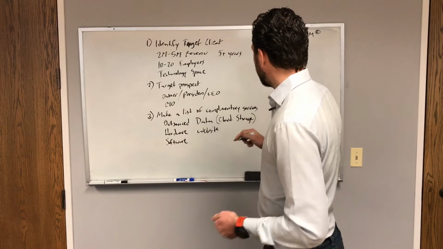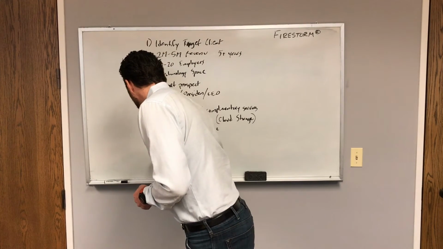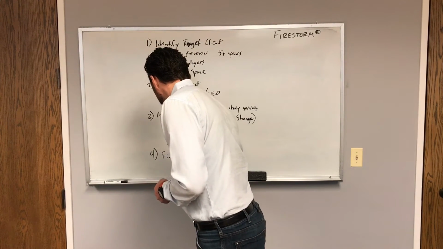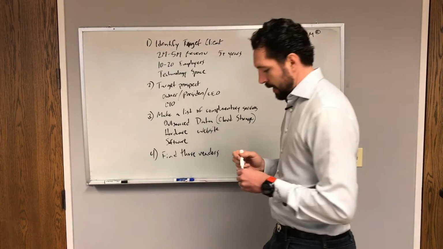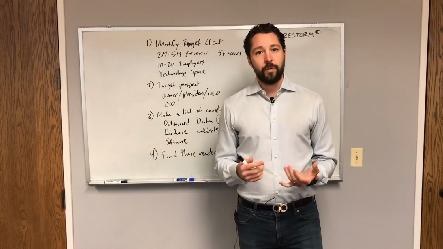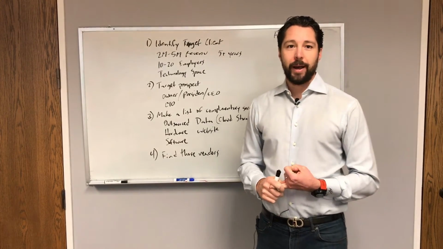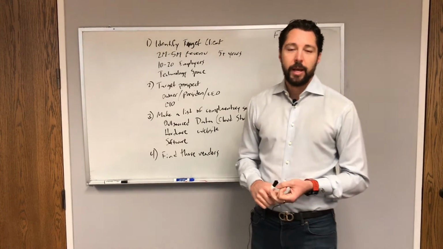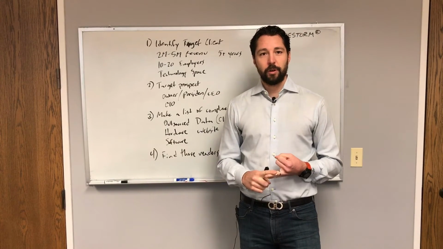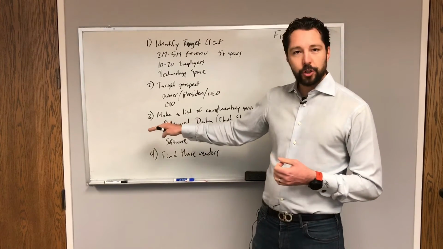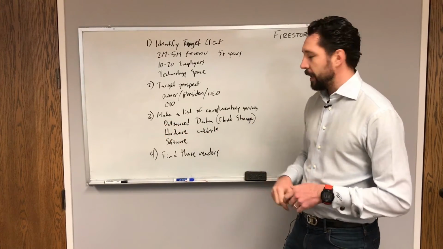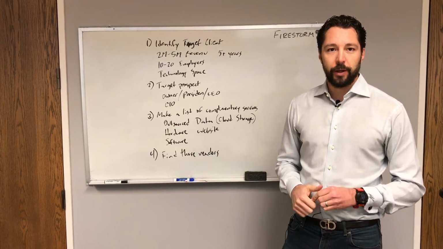So then the fourth step is you want to find those vendors. And there's a lot of different ways that you can do that. Obviously, go to your network, ask for introductions to those types of vendors. LinkedIn is a phenomenal tool to go and search through. You can do searches by industry. You can do searches by a business name if you know that there are some businesses out there that fit your criteria.